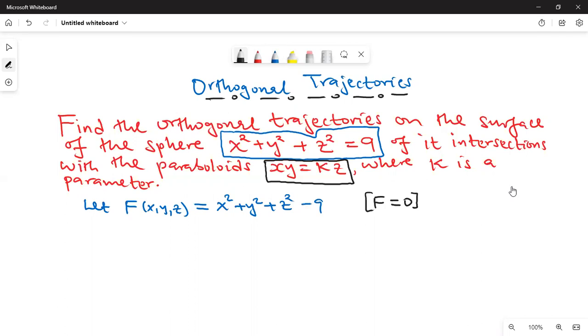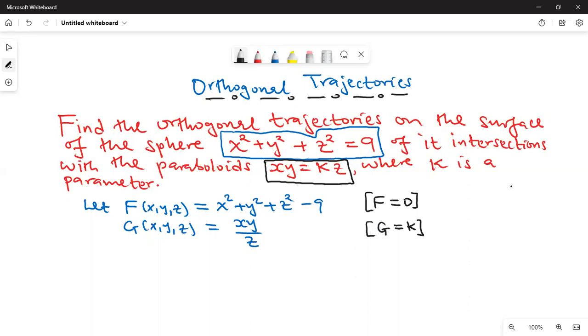So let f be equal to that, and g of x, y, z be equal to xy over z. We are dividing by z because usually g is always a constant. So g must be equal to a constant k, or whichever constant. So you make k the subject so that you get xy over z.